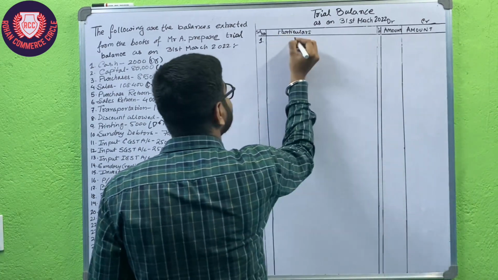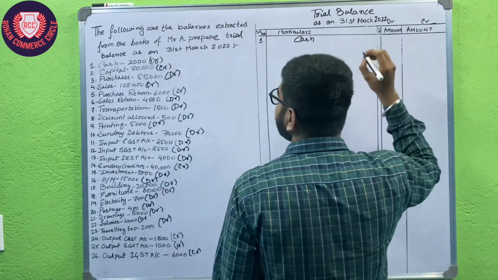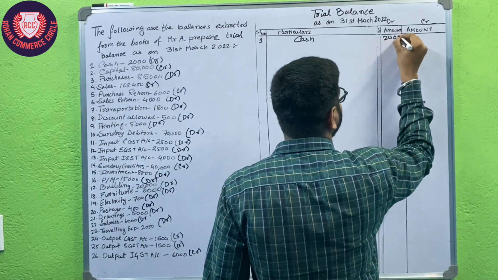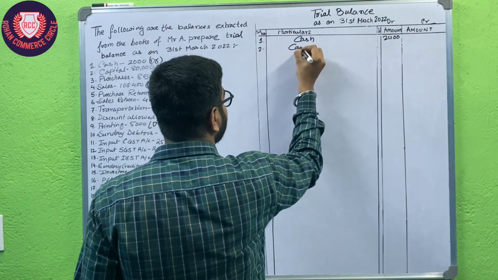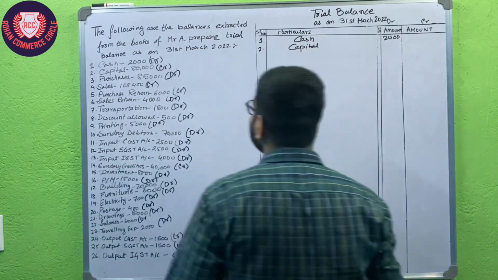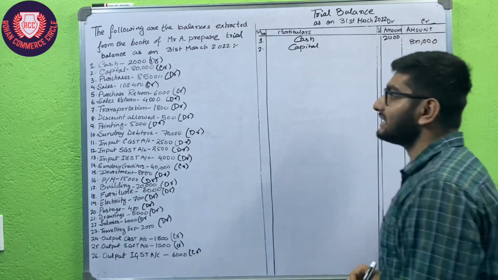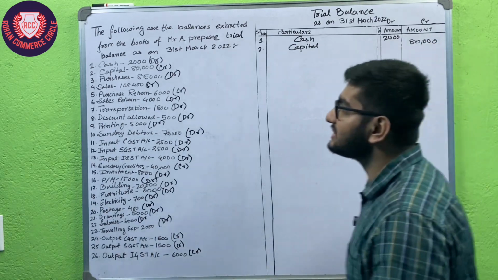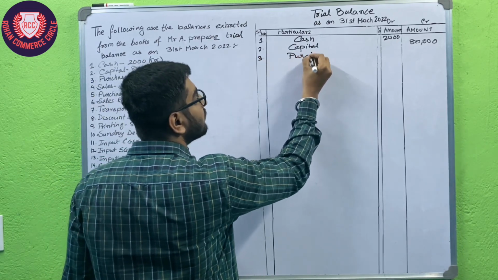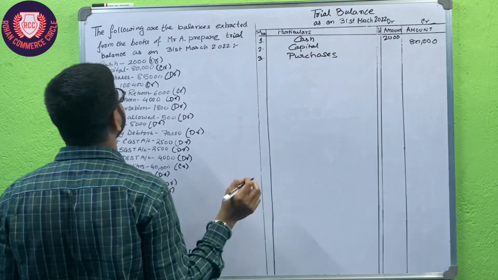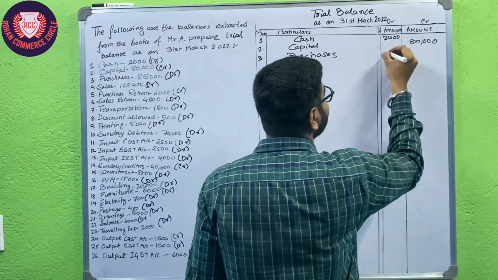Now the first one was cash, right? So cash had debit balance, you could see it, so we will write cash as 2000. Next is capital. Capital has credit balance, so we will write capital as 80,000 on the credit side. Next is purchases. Third one is purchases. So purchases have debit balance of 85,000. So we will write 85,000 on debit.